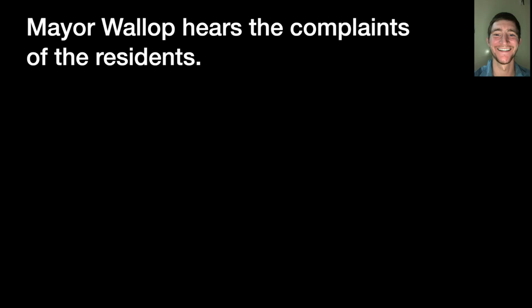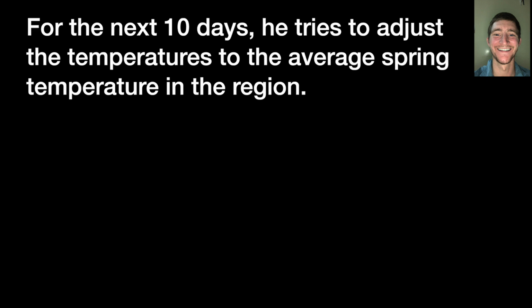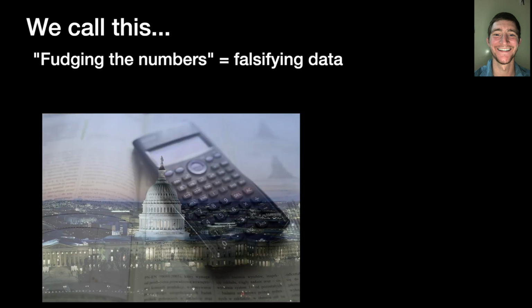Mayor Wallop hears the complaints of the residents, and for the next 10 days, he tries to adjust his temperatures to the average spring temperature in the region. We would call this fudging the numbers, because he's trying to alter the truth in order to make his representation favorable to the audience that is viewing this data.